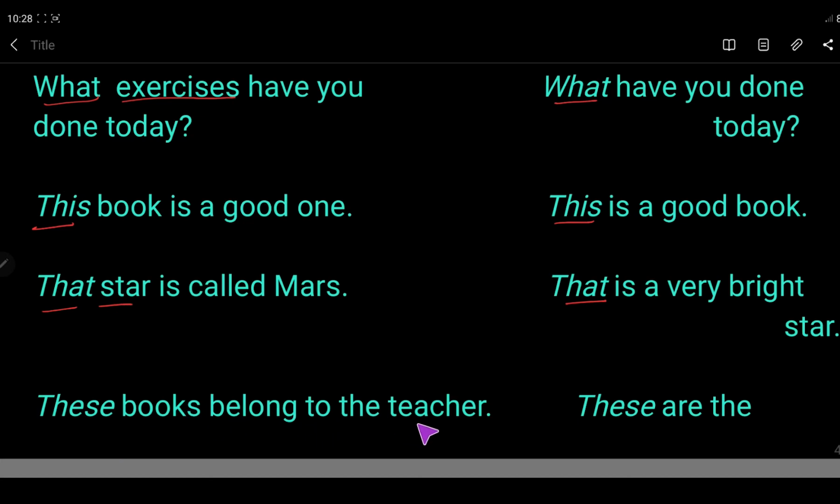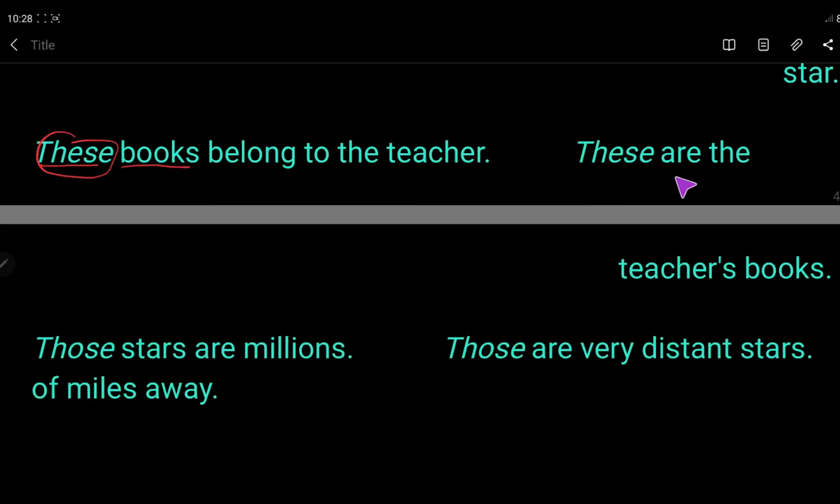These books belong to the teacher. In this place, by the word these, we are describing the word books, which is a noun. That's why this is an adjective, but in this place, these are the teacher's books. Here these is used to replace the teacher's books, that's why these here is a pronoun. Those stars are millions of miles away. Like previous examples of this row, those is an example of an adjective. Those are very distant stars. Here those is used to replace distant stars, that's why this is a demonstrative pronoun.